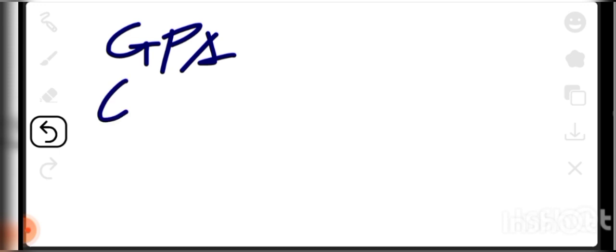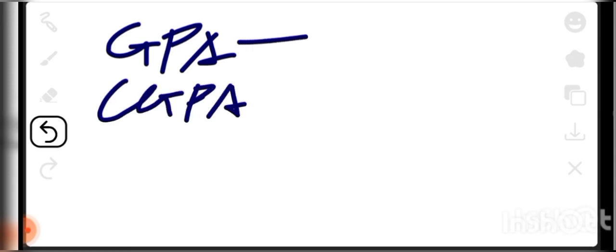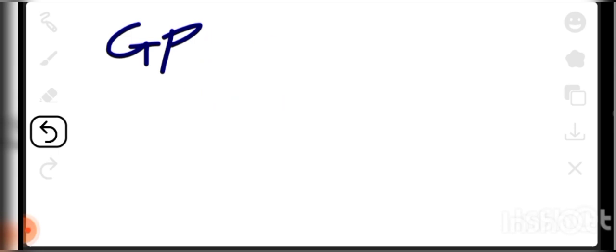CGPA and GPA. Now, GPA is grade point average, while CGPA is cumulative grade point average. So we have GPA, we have CGPA. Now, how do we calculate this in school, in universities? Now, look at what you do.